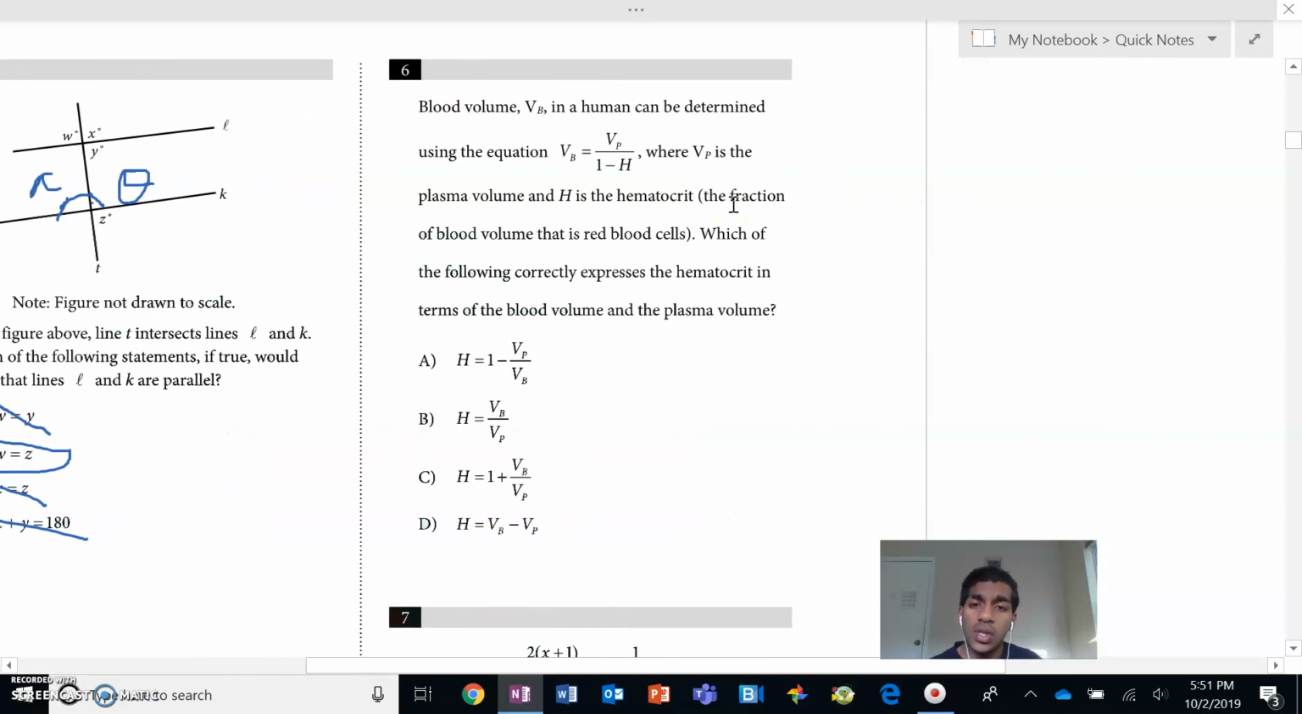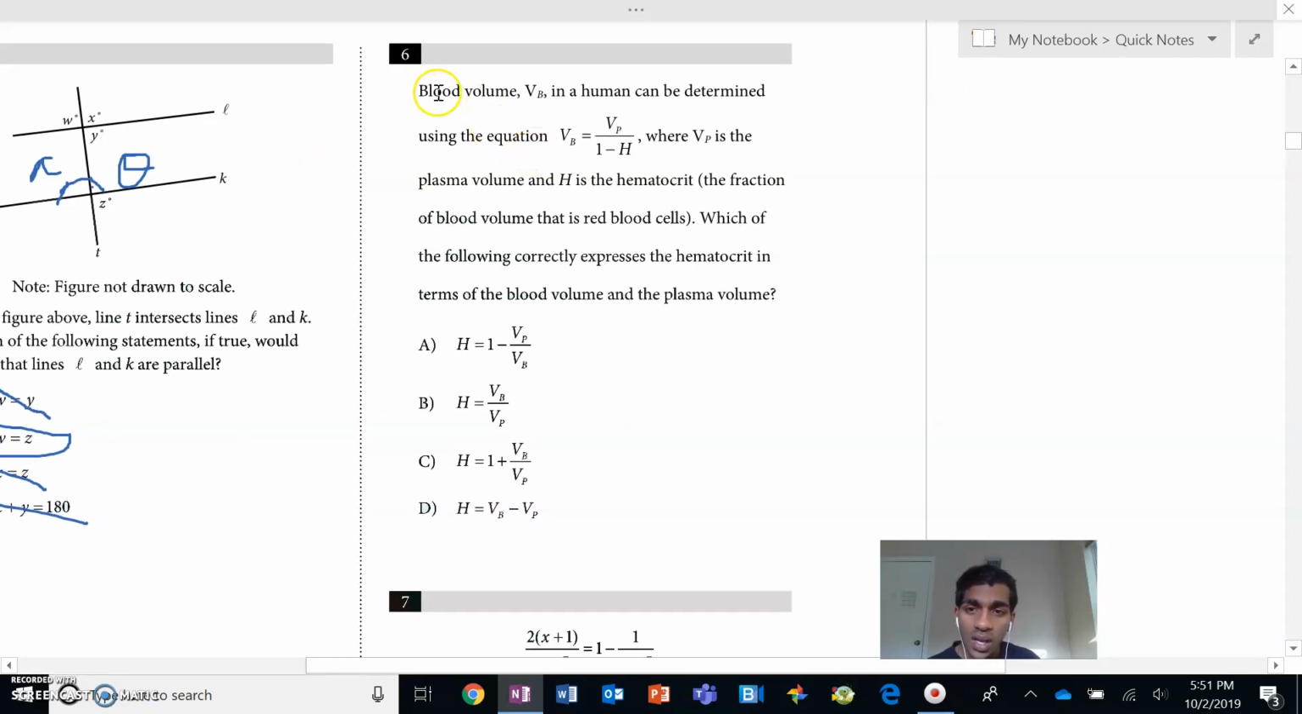Anyways, moving on to question 6. Blood volume in a human can be determined by using the equation where VP is plasma volume and H is the hematocrit. Which of the following correctly expresses the H word, as I'm just going to call it, in terms of the blood volume and the blood plasma volume?